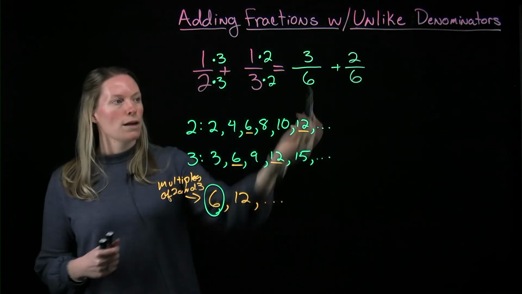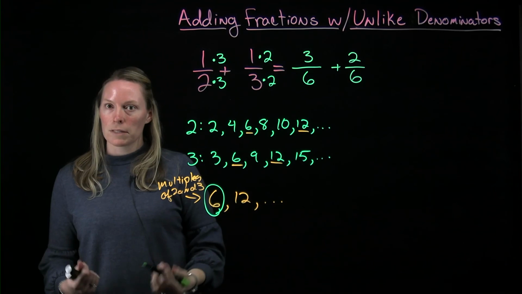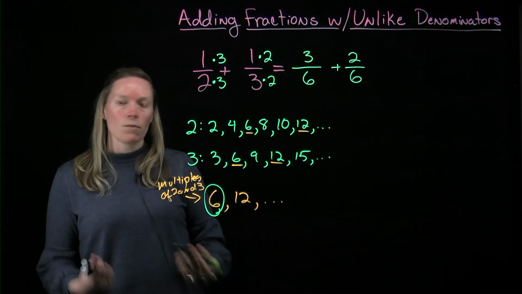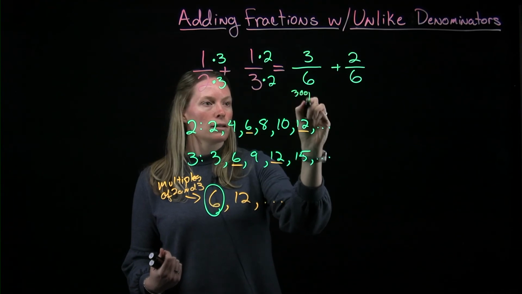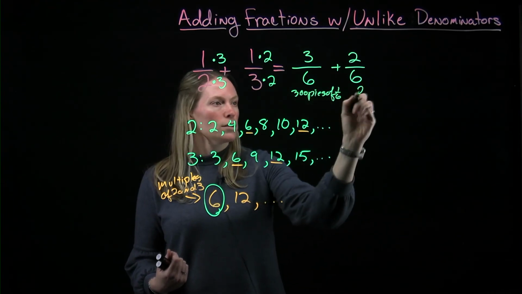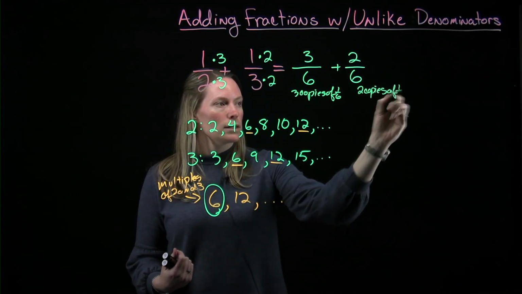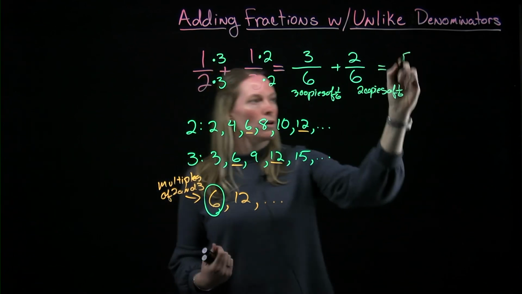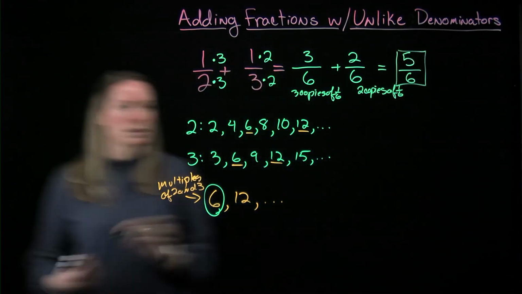Now you'll notice that we have a common denominator, which means that I can go back to the exact same way that I was thinking about my fractions before, when I had a common denominator. I have 3 copies of 1/6 plus 2 copies of 1/6, which means that I'm going to have a total of 5 copies of 1/6, or 5/6.